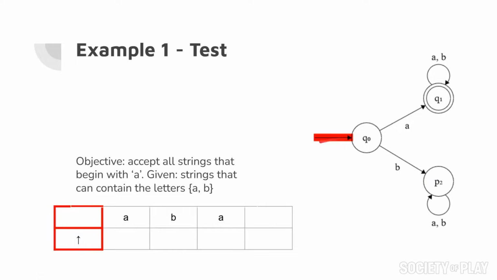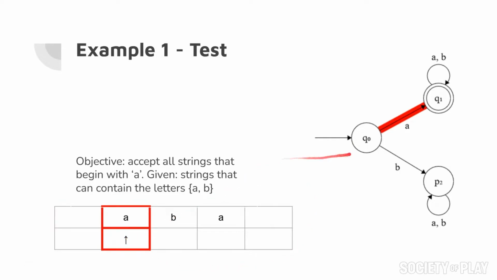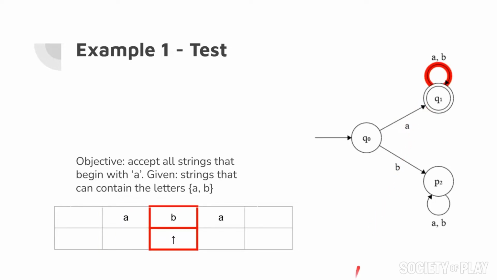We start with the start arrow. We can tell it's a starting arrow because it does not have a state before it. We consume the first letter. We read the first letter, and it is A. So from Q0, we follow the arrow that has a letter A on it, in this case the arrow leading upwards, and it goes over to Q1. We can tell what an accepting state is because it has a double line on it. So Q1 is accepting, P2 and Q0 are not accepting.